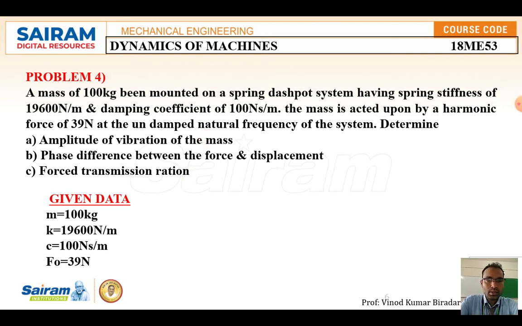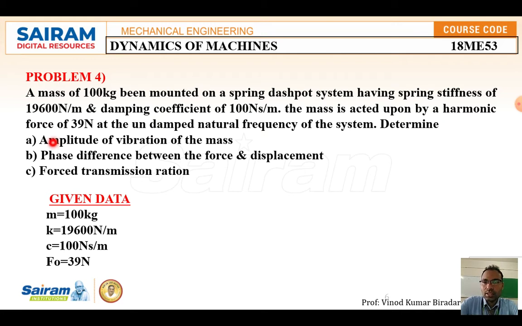First is the amplitude of vibration of the mass, then the phase difference between the force and the displacement, and the force transmission ratio. These are the three quantities you need to calculate here. In the spring mass damper system, when the mass is acted upon, the force is going to be transmitted from the system to the ground. That is the force transmission ratio, which you need to calculate here. There is a spelling mistake, so N is not there.